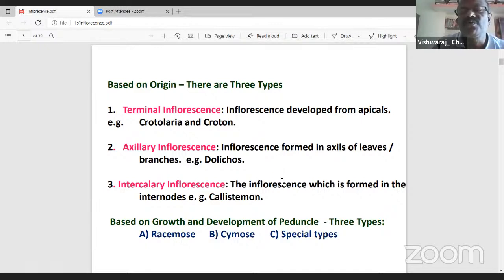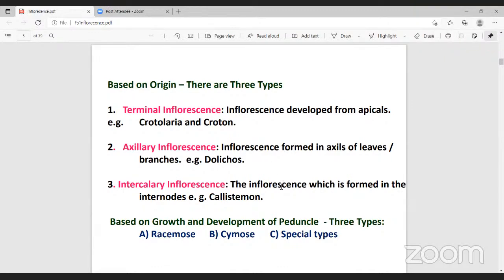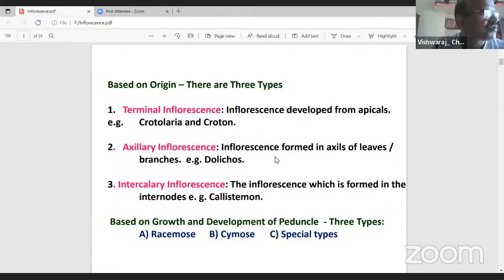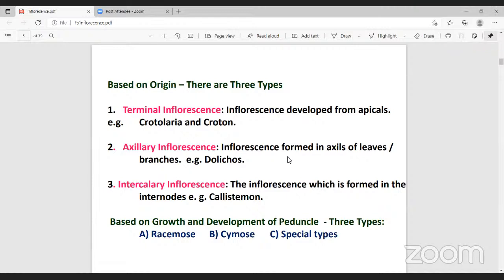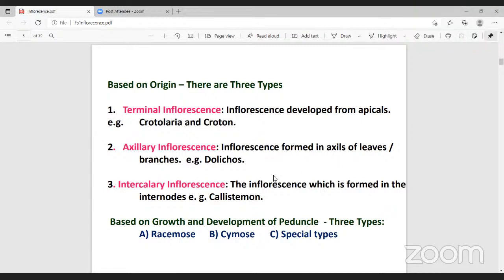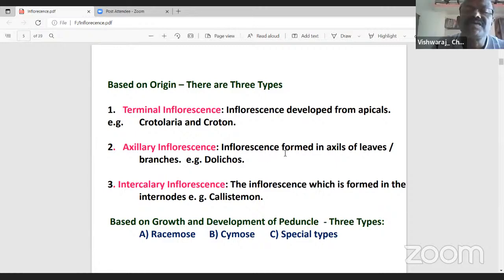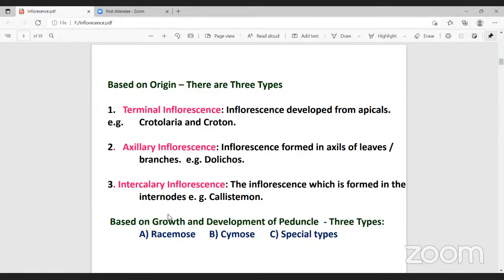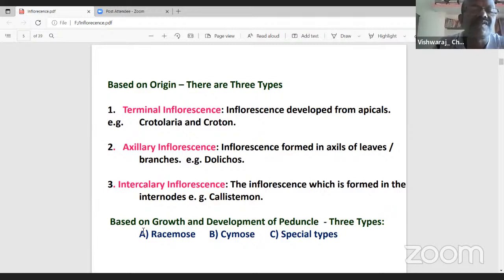In between two nodes, the inner part is an internode, and on both sides there is some swelling. That is a node. On this node, eye-like structures are observed in sugarcane and jowar. And on this node, they produce flowers, branches or leaves. That is node and internode.